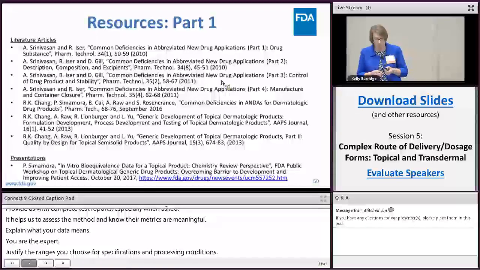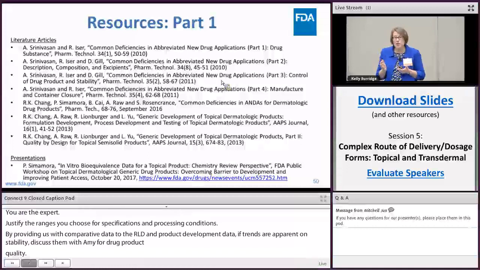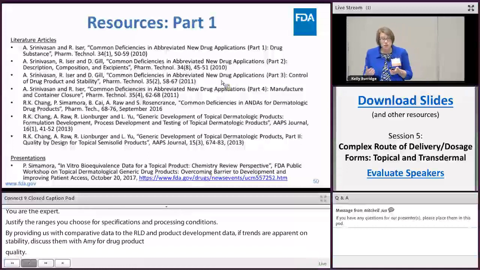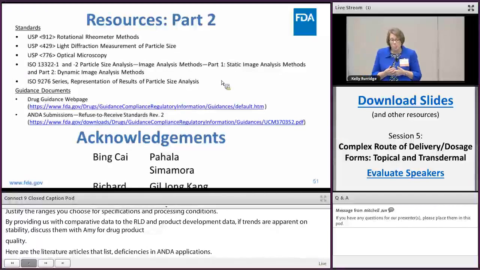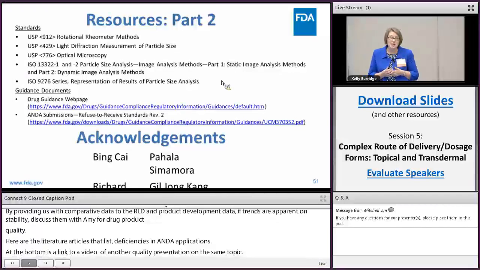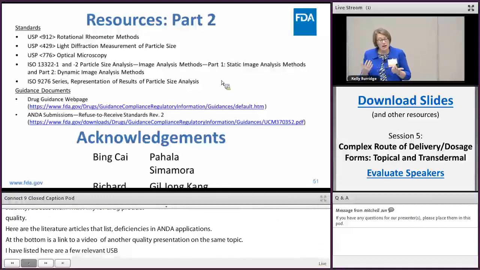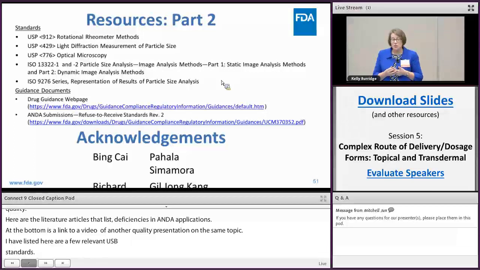Here are the literature articles that list the common deficiencies in ANDA applications. At the bottom is a link to a video of another quality presentation on the same topic. Here I've listed a few relevant USP standards. The 2 ISO standards are actually cited in the USP, and those are really great resources for doing particle size analysis using microscopy. And of course, our website has a wealth of information, including many guidance documents.